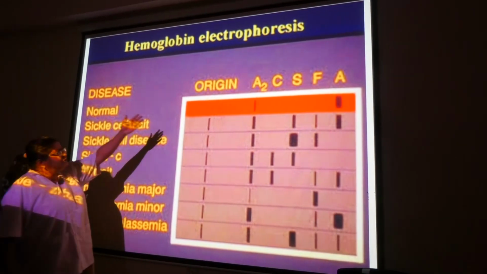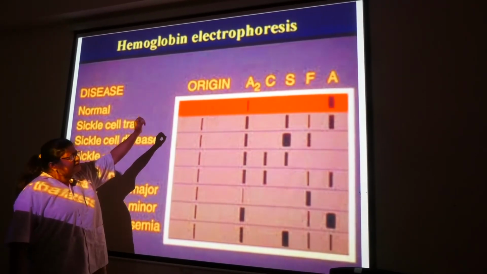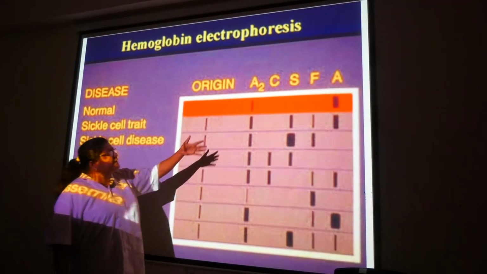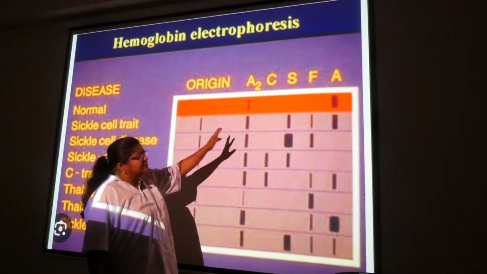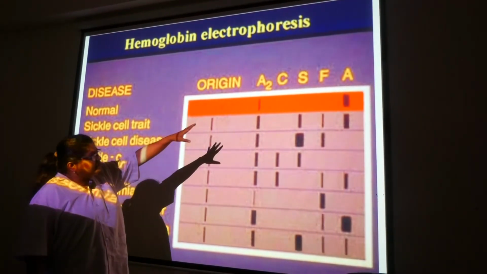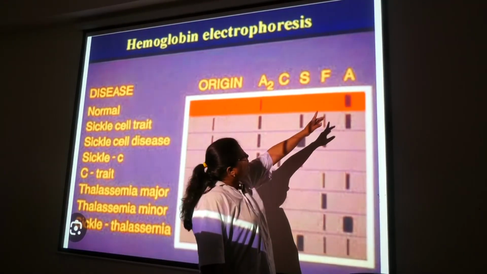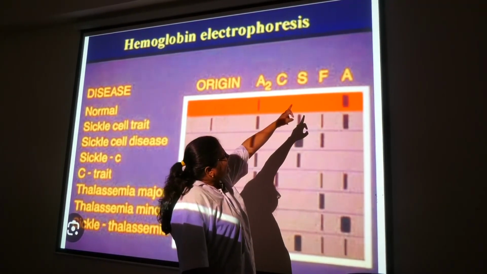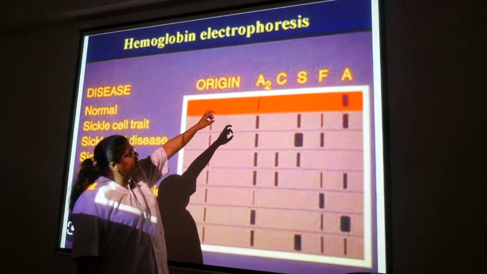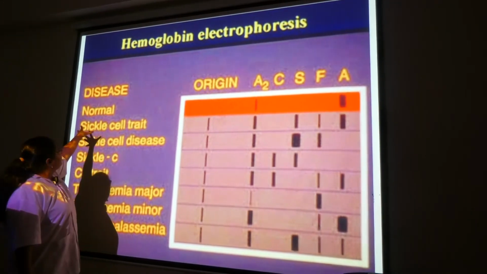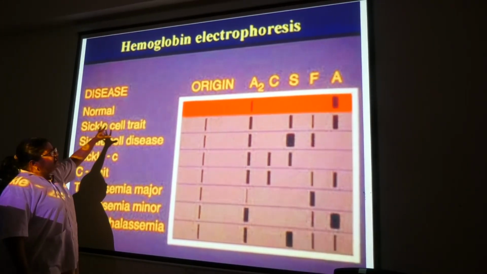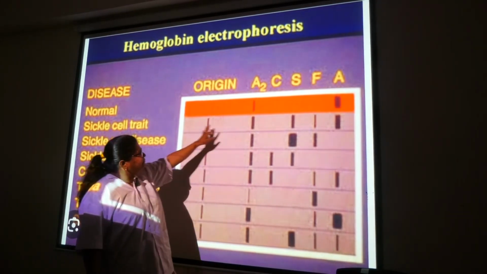This is the site of origin where the samples are put, and after a few times it shows the bands. The bands are separated. They are the A, F component, S, C, A2. In the case of a normal person, this is the pattern of bands.